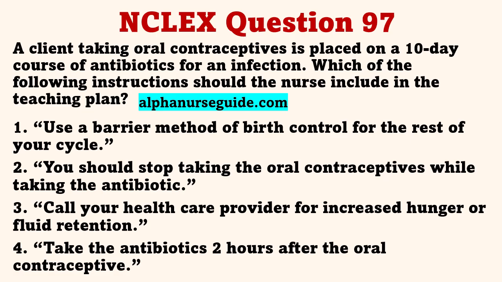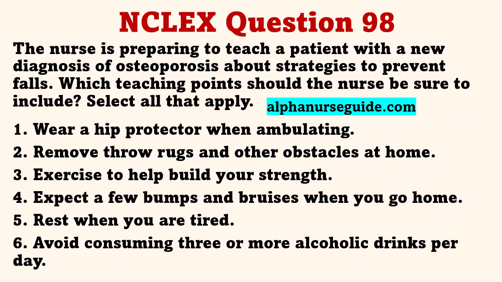The nurse is preparing to teach a patient with a new diagnosis of osteoporosis about strategies to prevent falls. Which teaching points should the nurse be sure to include? Select all that apply. 1. Wear a hip protector when ambulating. 2. Remove throw rugs and other obstacles at home. 3. Exercise to help build your strength. 4. Expect a few bumps and bruises when you go home. 5. Rest when you are tired. 6. Avoid consuming 3 or more alcoholic drinks per day.